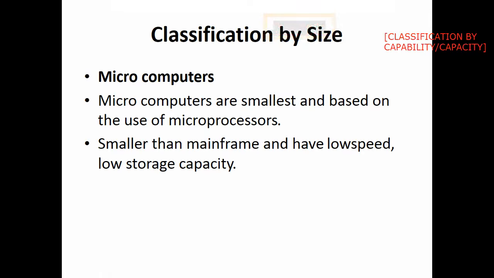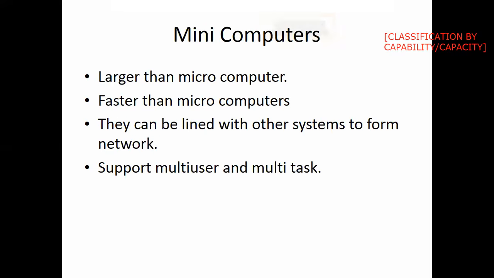So the smallest computer that you find is the microcomputer. This computer is the smallest in terms of processing speed. The capacity is small. The storage capacity is also small, and even the speed is the slowest. And usually with these computers, they can only be used by one person at a time.